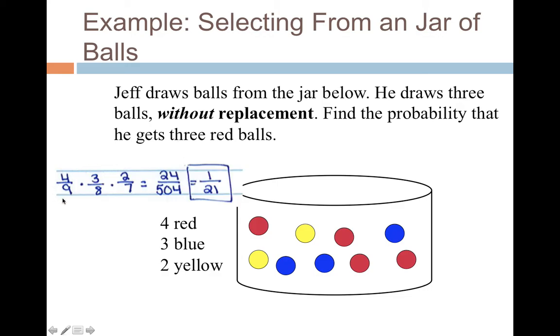So I'm going to get 4 ninths times 3 eighths times 2 sevenths. 4 red balls, pulled 1 out, then 3 red balls, pulled 1 out, then 2 red balls. The denominator, I had 9, I pulled 1 out, 8, pulled 1 out, 7. Multiply all 3 across the top to get 24, all 3 across the bottom to get 504, and that reduces down into 1 over 21.